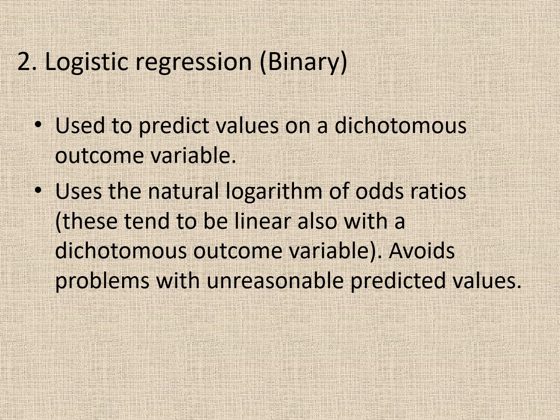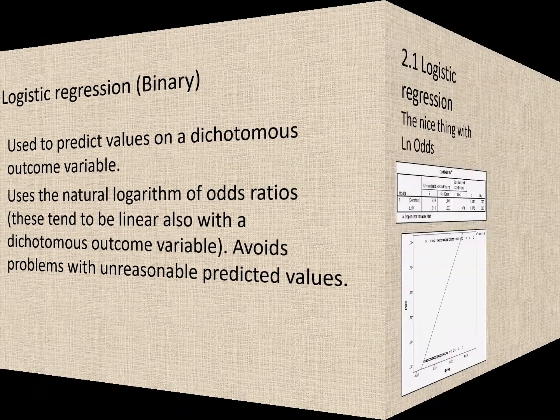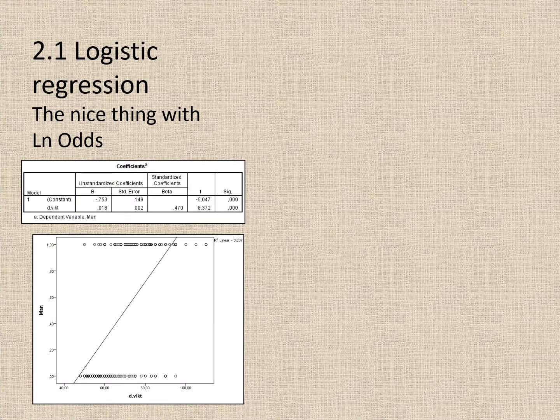And why don't we use ordinary linear regression? Ordinary least squares linear regression, as it's called, which we came across last week. Why don't we use that instead? Well, it could be used. It's not completely useless, but we might get strange results.